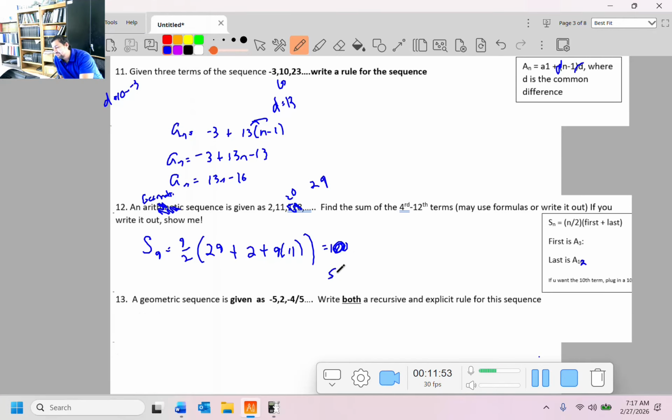585. Now, what you're probably going to have to do is write out the whole sequence. The fourth term is 29. We add 9, we get 38. We add 9, we get 47. We add 9, we get 56. We add 9, we get 64. We add 9, we get 73. We add 9, we get 82. We add 9, we get 91. We add 9, we get 100.